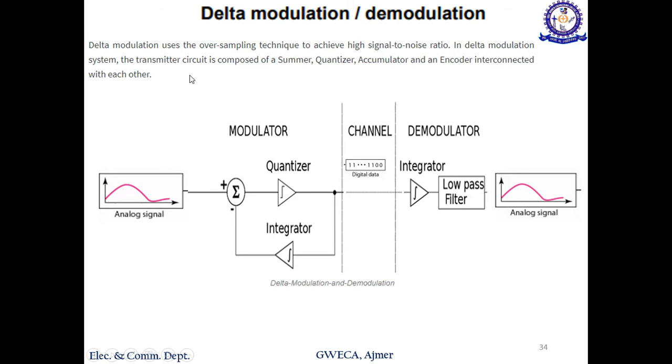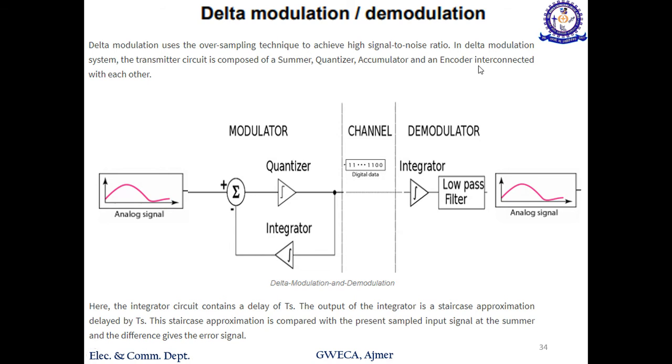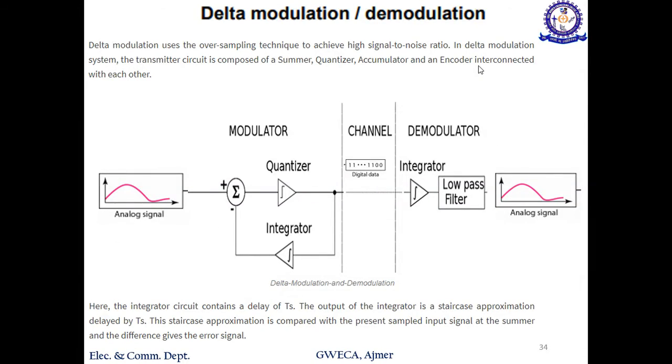In the delta modulation scheme, the transmitter circuit is composed of a summer, quantizer, accumulator, and encoder interconnected with each other. The integrator circuit contains a delay of one sample period. The output of the integrator is a staircase approximation delayed by one sample period. The staircase approximation is compared with the present sample value at the summer, and the difference is given as the error signal. The receiver, or demodulator, is just the opposite of the modulator circuit.